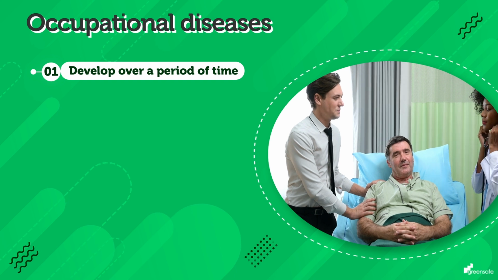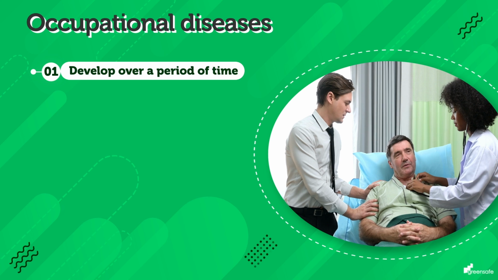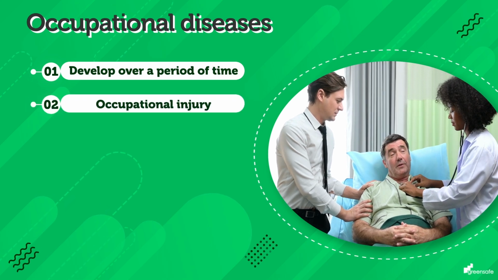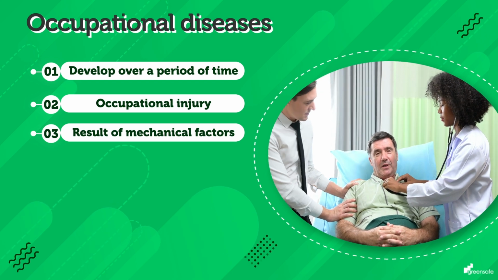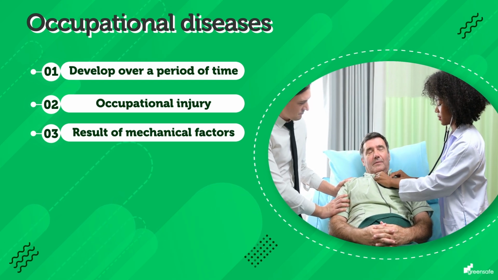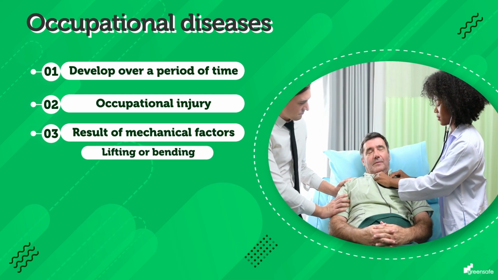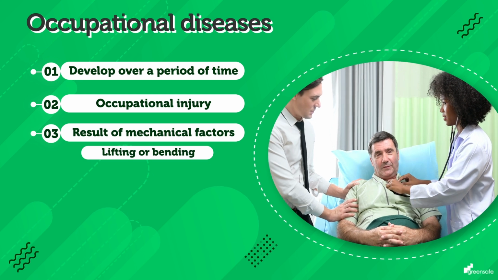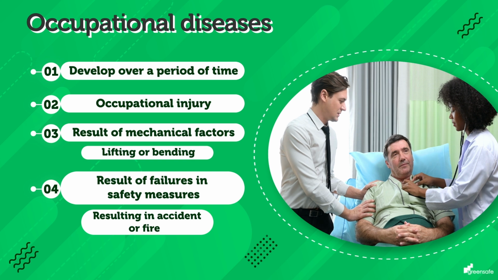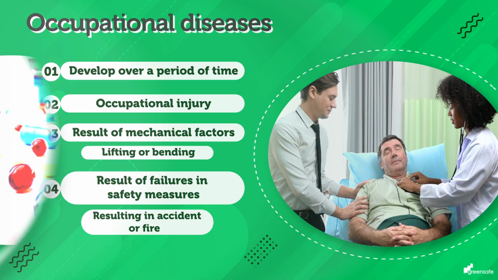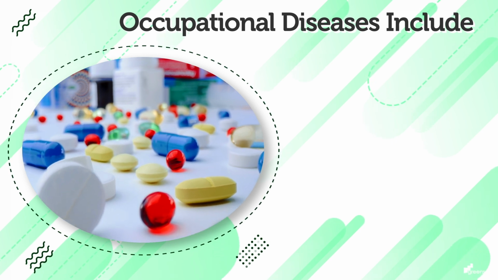It is unlike common illnesses such as a fever or a flu that hits you in just a couple of days. By comparison, occupational injuries are the immediate result of mechanical factors. By mechanical factors, we refer to actions such as lifting or bending. Alternatively, it could be a result of failures when meeting with safety measures, which in turn can result in accidents or fires. The examples of occupational diseases cover a wide range.